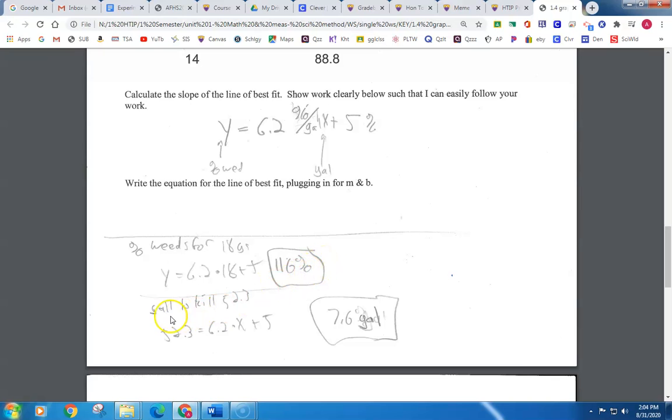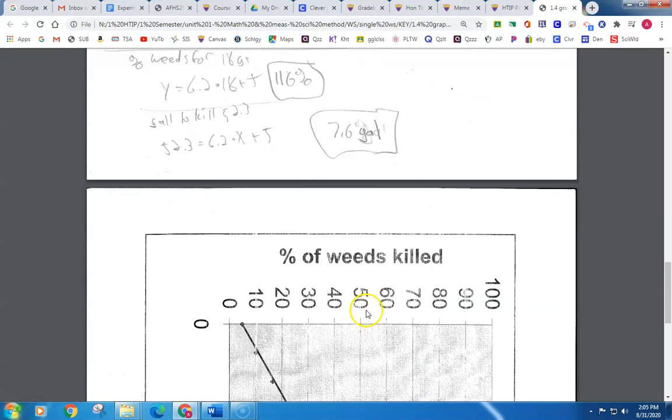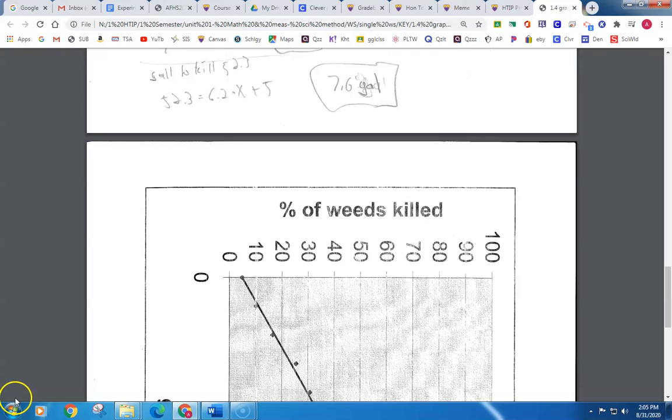And then the gallons to kill 52.3% of the weeds. The 52.3 is your percent, which is your y value. So that needs to go in for y. So you should have had 52.3 equals your slope times x plus whatever your y-intercept is. And I got 7.6. So if you got 7 to 8 or something along those lines, you were probably pretty good. And I think that's it for that.